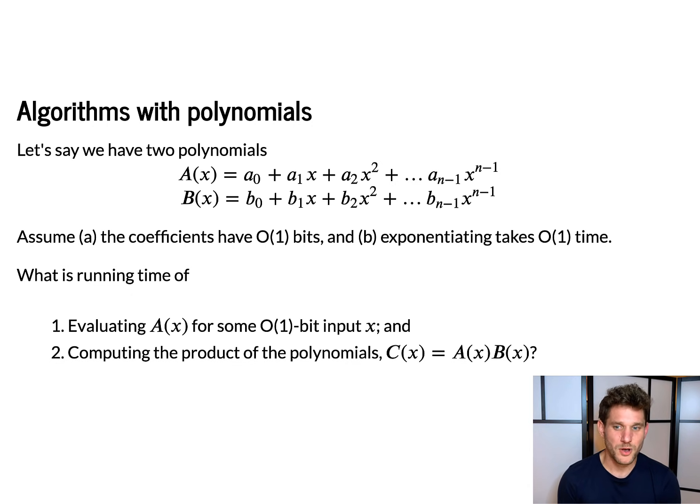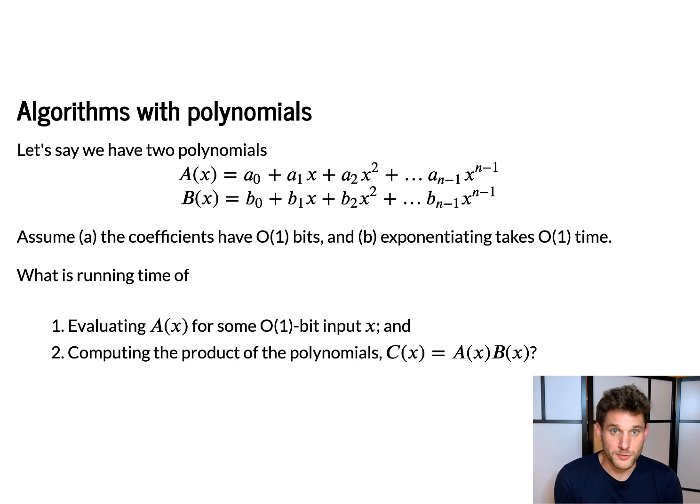So just for now, assume that all these coefficients have O(1) bits, some constant many bits, and also assume that when we're trying to evaluate these polynomials, taking some value x, which has a constant number of bits, and exponentiating that to some power, let's say 5 or n or whatever, takes constant time. We're not going to worry too much about the details of exponentiation. In the examples that we use, we can assume that the exponentiation can be done very quickly.